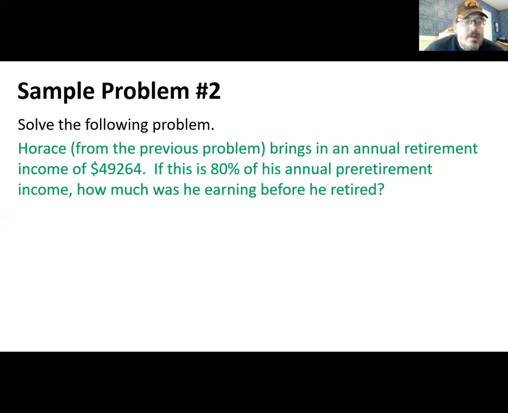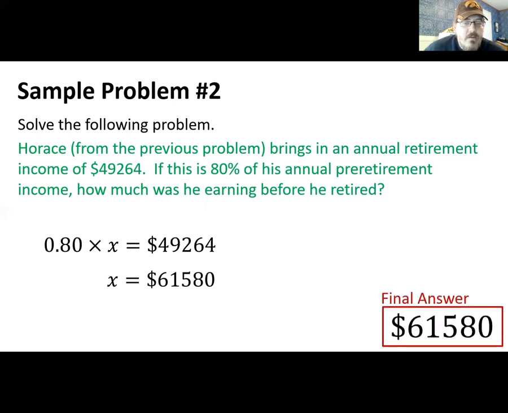This is basically a straight-up 'is' problem, kind of a flashback to some earlier modules. We need to take 80%, or 0.8, times whatever that amount was before he retired, and that should equal the $49,264. Once we get things in the right spot, it's a matter of solving the equation. We divide both sides by 0.8, and that gets us a value of $61,580. So prior to retiring, Horace was earning a little over $61,000 annually for his work. And there you go.